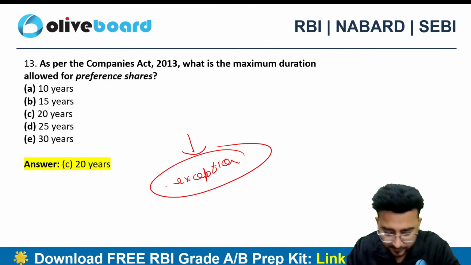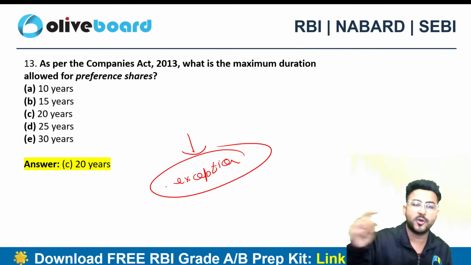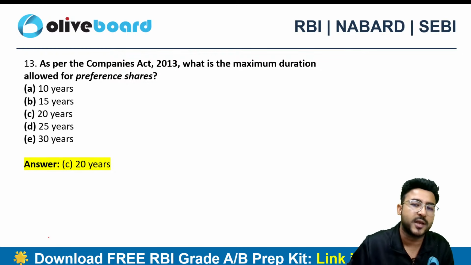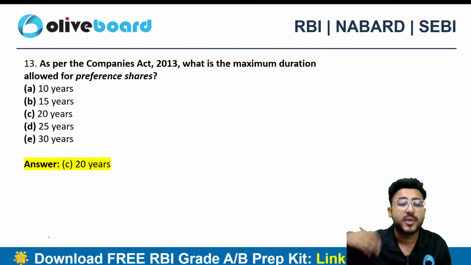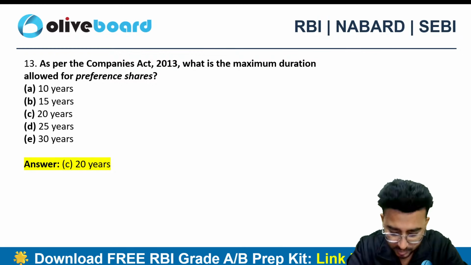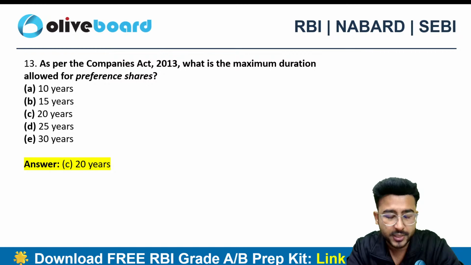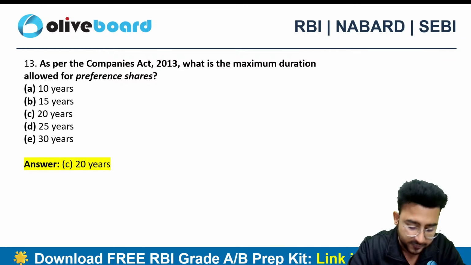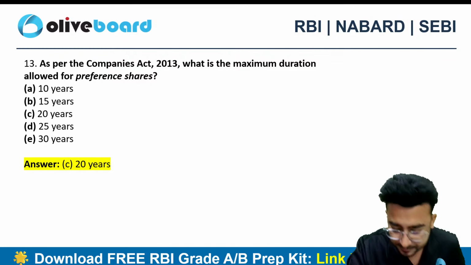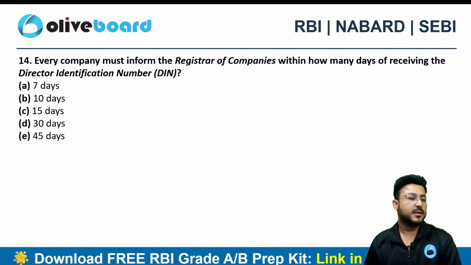And that's your homework for today. You guys need to later on drop me in the comment section what is the exception of this 20 years. You can even issue preference shares for more than 20 years, but only in one case. Up to 30 years also you can issue, but there is only one exception. Do let me know in the comment section after the class which is the exception.